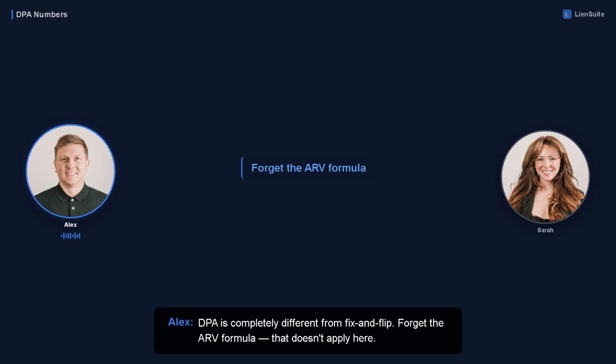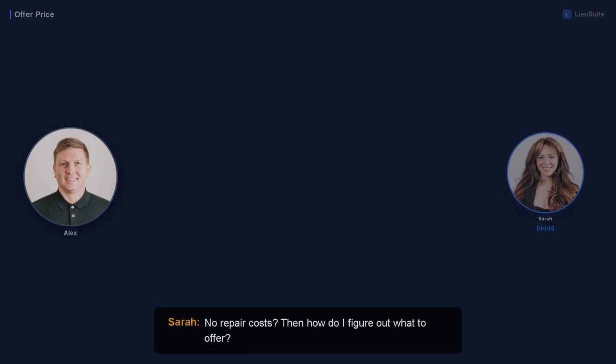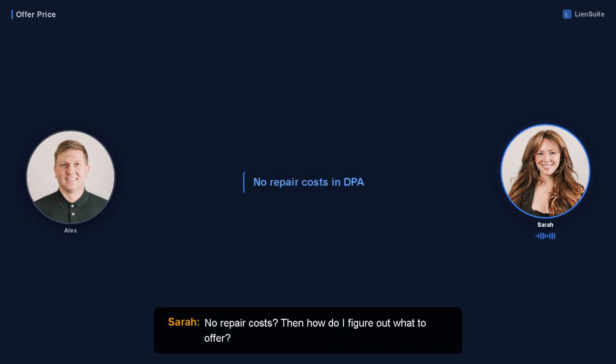Step 5. Negotiate the deal. This is where the math matters, and it's where DPA is completely different from fix and flip. In DPA, you're not buying properties to renovate, you're buying them as is. So forget the after repair value formula you've seen in other real estate courses. That doesn't apply here. Wait, really? So I'm not calculating repair costs at all? Then how do I figure out what to offer?